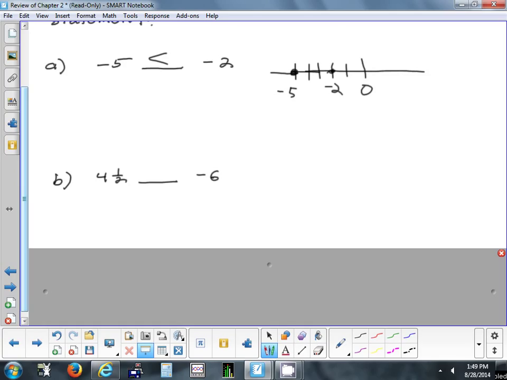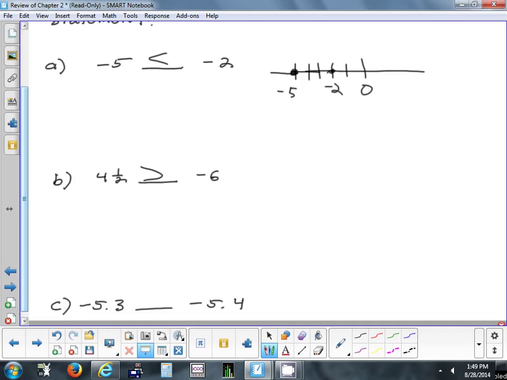Okay, how about that one? 4.5 and negative 6. So is 4.5 greater than negative 6, or is 4.5 less than negative 6? Is it greater than negative 6 or less? Yeah, it's greater. Just like Mr. Roy said, bigger number. It's always Pac-Man trying to eat the bigger number, right?